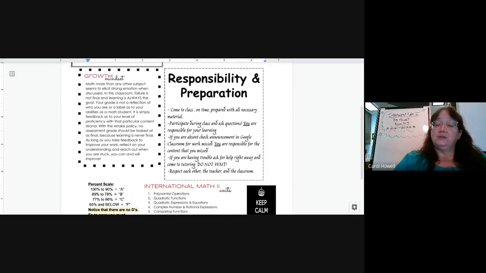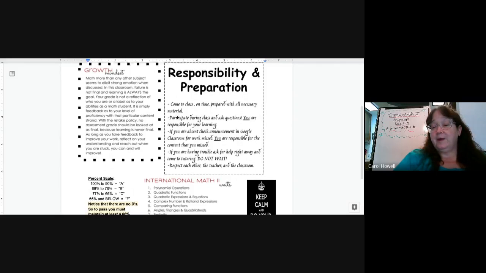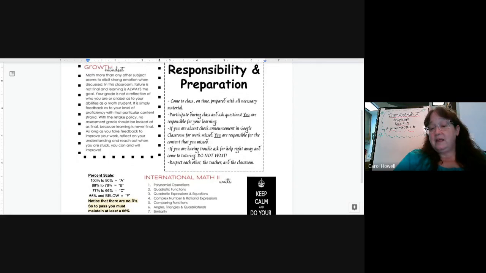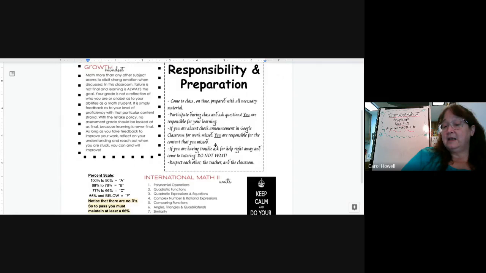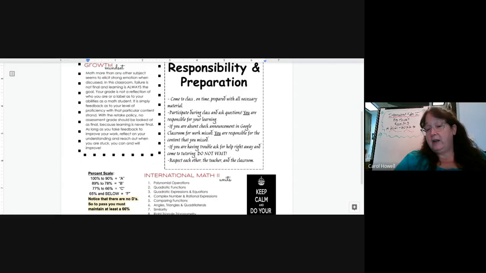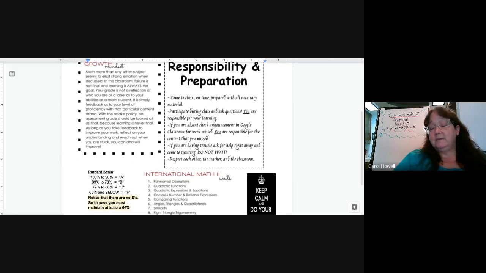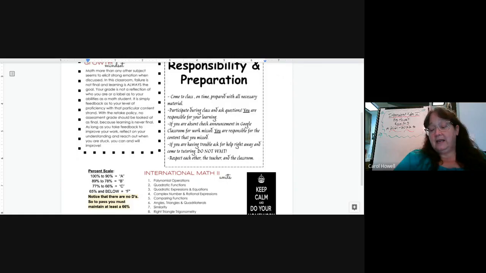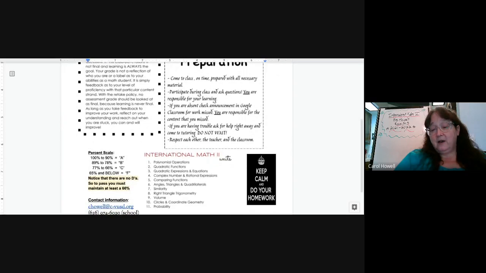Math, more than any other subject, seems to elicit strong emotions. So please encourage your child to have a growth mindset and to go over this quote about the growth mindset with you. Responsibility and preparation go a long way to helping your student be successful in math. There are some pointers here to help your student be successful, and a large part of it is that you are responsible for your learning. You are responsible for the content you miss. Especially if your student misses school for any reason, please encourage them to see me right away and to look in Google Classroom to make sure they take care of any missing work, because that is their responsibility.